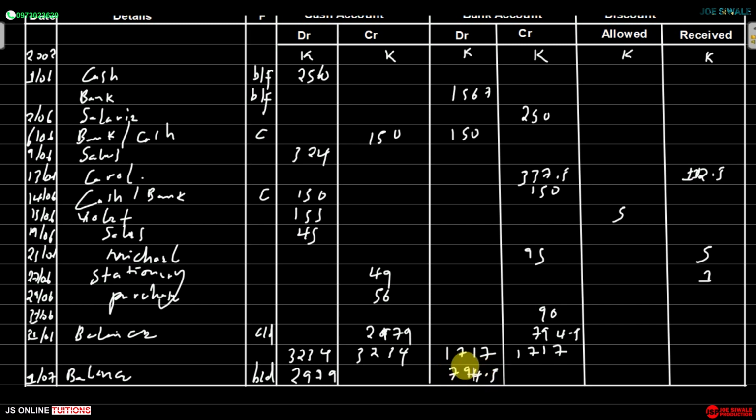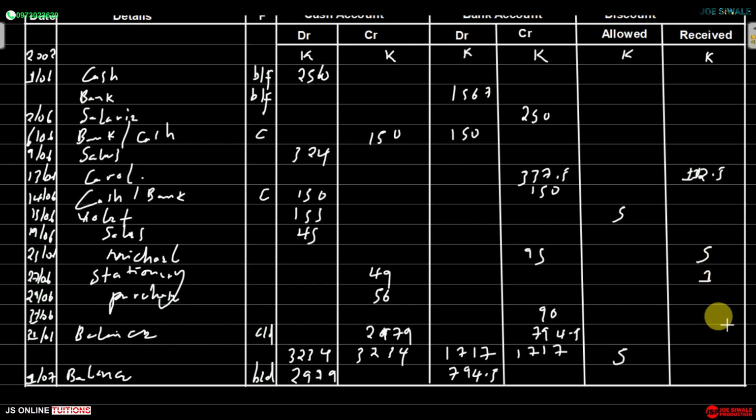794.5. And to find the totals of discount received and discount allowed, we don't find balance carried down or balance brought down for discount received and discount allowed. We just record the totals how they appear. So on discount allowed, we just have 5, so we're going to put our 5 there. Then on the discount received, we have 112.5 plus 5 plus 1.